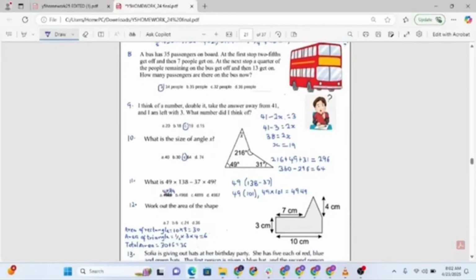Question 11. What is 49 multiplied by 138 minus 37 multiplied by 49? Step 1.